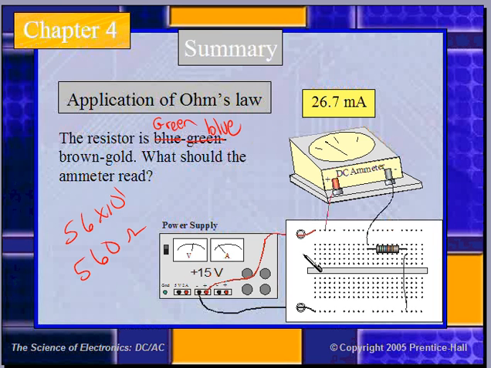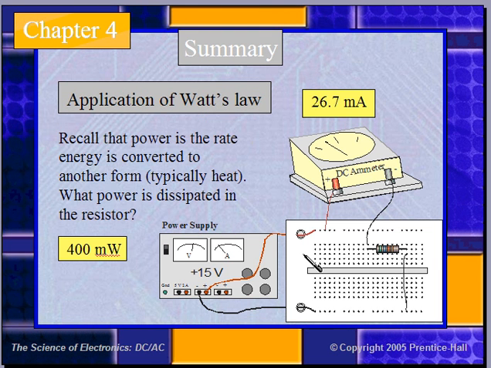Application of Ohm's law. The resistor that we're looking at is green, blue, brown, and gold. What should the ammeter read? So green is a 5, blue is a 6, brown is 10 or times 10 to the 1, so it's 560 ohms. So we would take 15 volts divided by 560 ohms and get 26.7 milliamps.